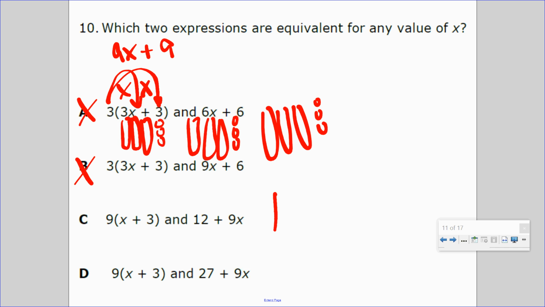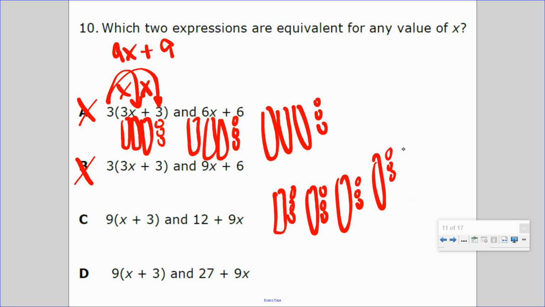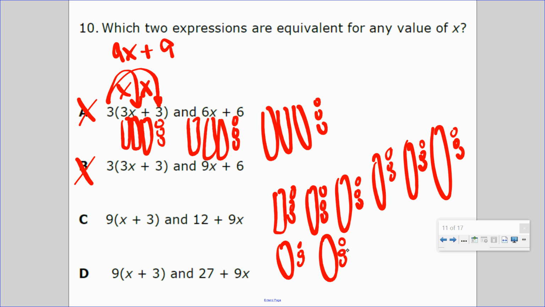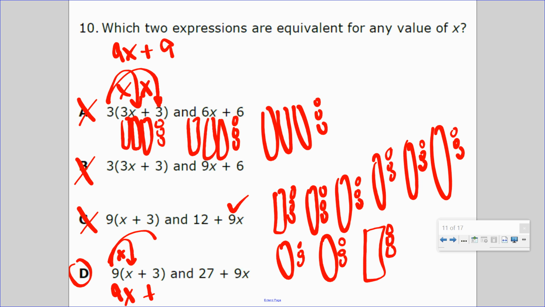Maybe it's C, x plus 3, x plus 3 repeats 9 times. X plus 3, x plus 3, x plus 3 is 1, 2, 3, 4, 5, 6, 7, 8, and 9. So I see 9 x's. 3, 6, 9, 12. Nope, not that one. It must be D. If you do not like drawing, could we use the distributive property with the arrows? What's 9 times x? 9x plus. What's 9 times 3? 27.